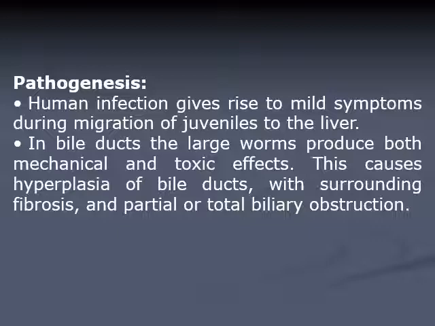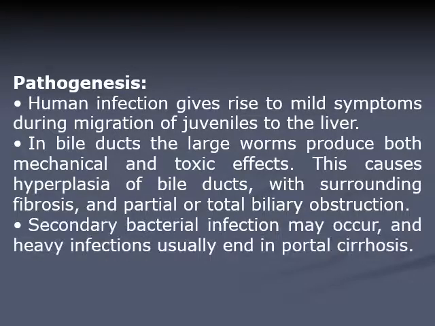This is a case of early fasciolasis. Or the second type is an acute case with acute biliary obstruction and very severe colic. After operation, they can find that the cause of biliary obstruction is an adult Fasciola worm. Secondary bacterial infection may occur during penetration of the metacercaria into the liver, and heavy infection usually ends in portal cirrhosis.